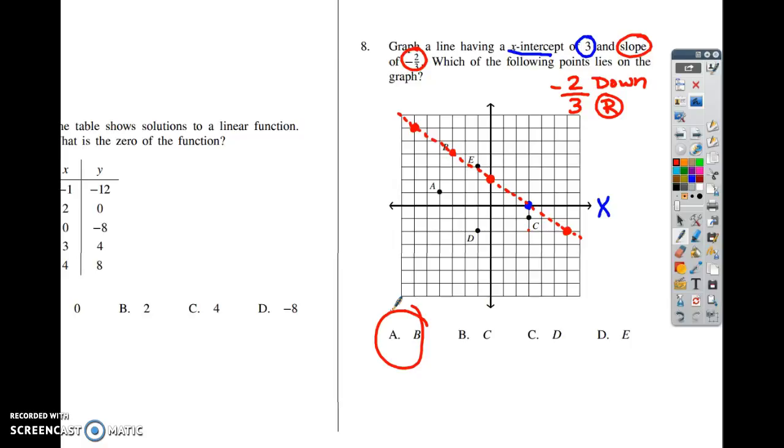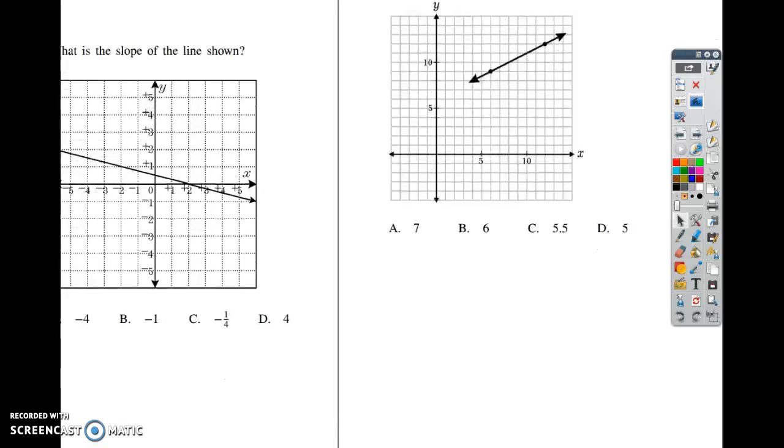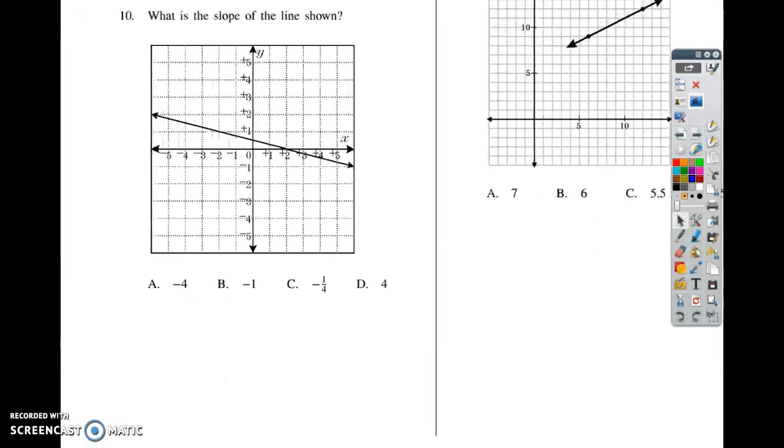Problem number 10. This one's asking for the slope of the line, so we need pretty points. So here's a pretty point. Here's another pretty point. And here's another pretty point. Is this line going up or down? Down. So it cannot be a positive slope. It's going down and to the right.